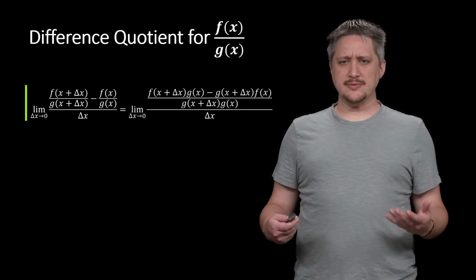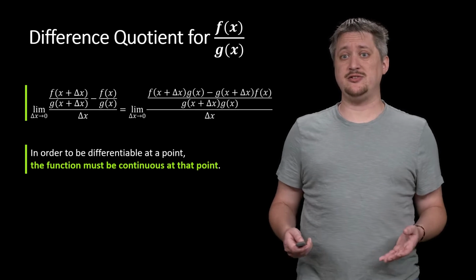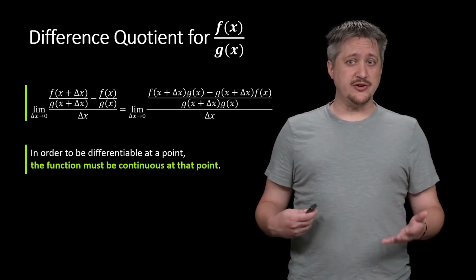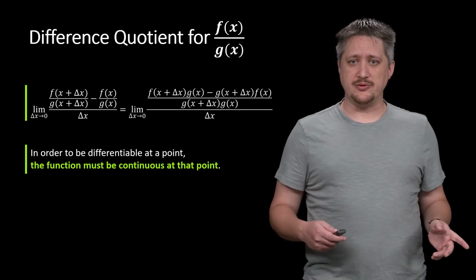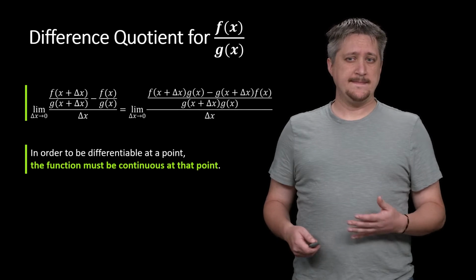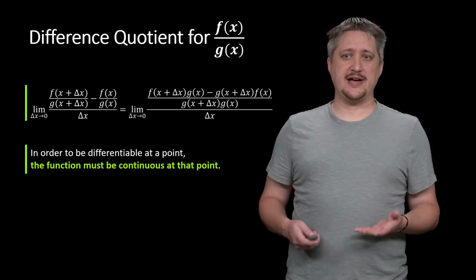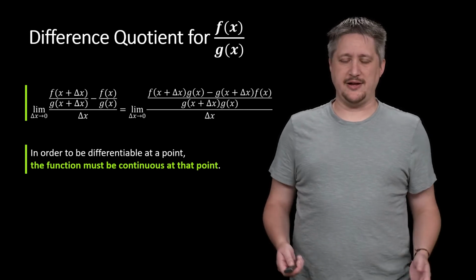Now, remember that in order to be differentiable at a point, the function has to be continuous at that point. That's not sufficient, as we saw, but it is necessary. So since we want this thing to be differentiable, we know that f of x over g of x has to be continuous at that point. Otherwise, there's no point in talking about any of this.